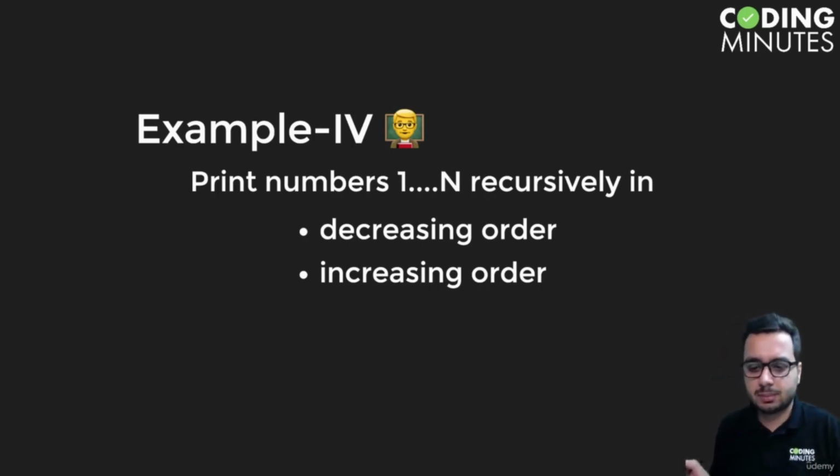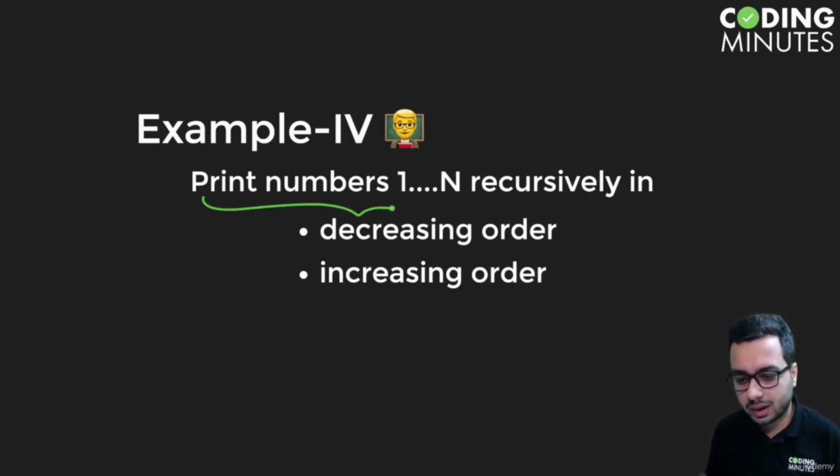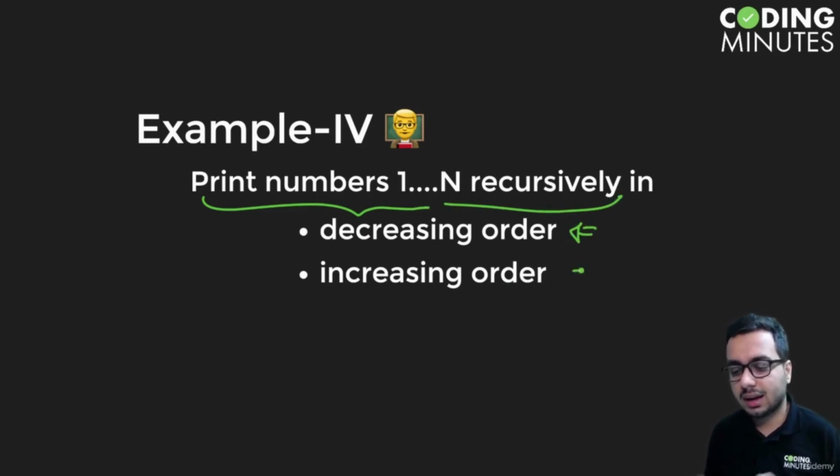So the question is very simple. We just need to simulate the same functionality as of a for loop using this particular problem. So we have to print all the numbers 1 to n recursively in decreasing order and in increasing order. So we need to write two methods. One, let's say if n is, let's say 5, the first method should print 1 2 3 4 5.